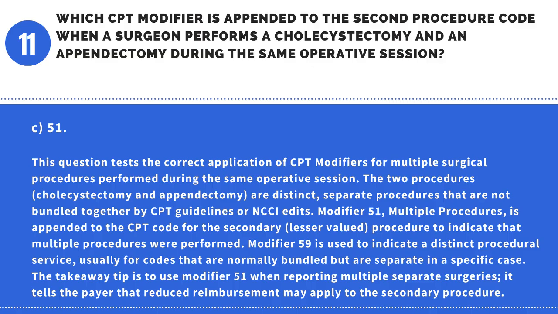or NCCI edits. Modifier 51, multiple procedures, is appended to the CPT code for the secondary, lesser valued, procedure to indicate that multiple procedures were performed. Modifier 59 is used to indicate a distinct procedural service, usually for codes that are normally bundled but are separate in a specific case. The takeaway tip is to use modifier 51 when reporting multiple separate surgeries. It tells the payer that reduced reimbursement may apply to the secondary procedure.